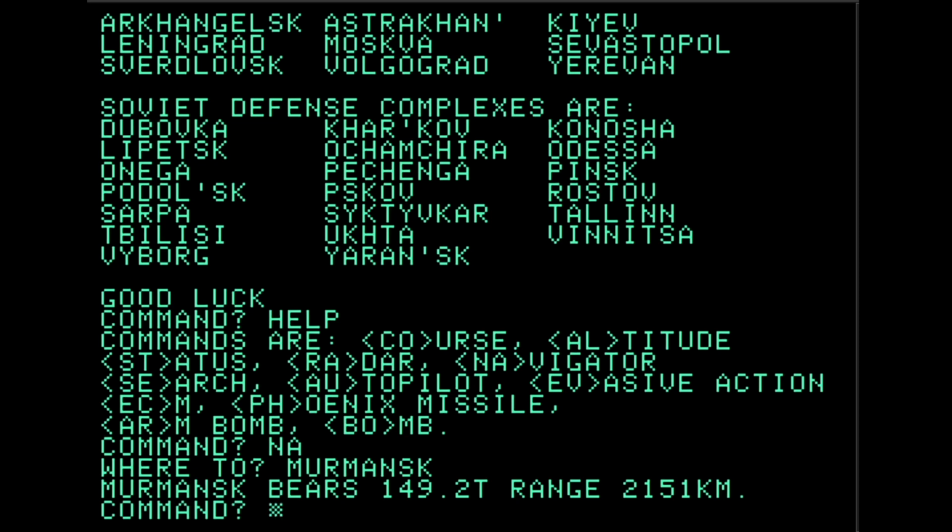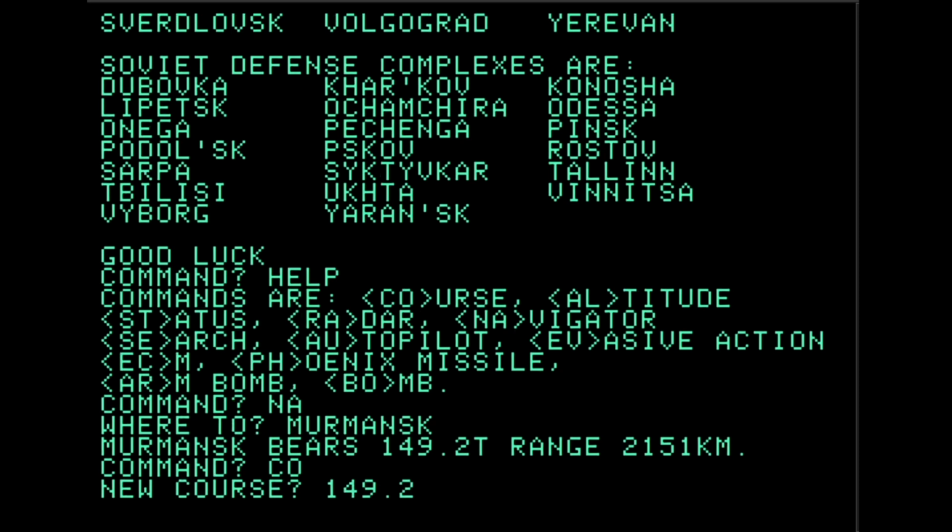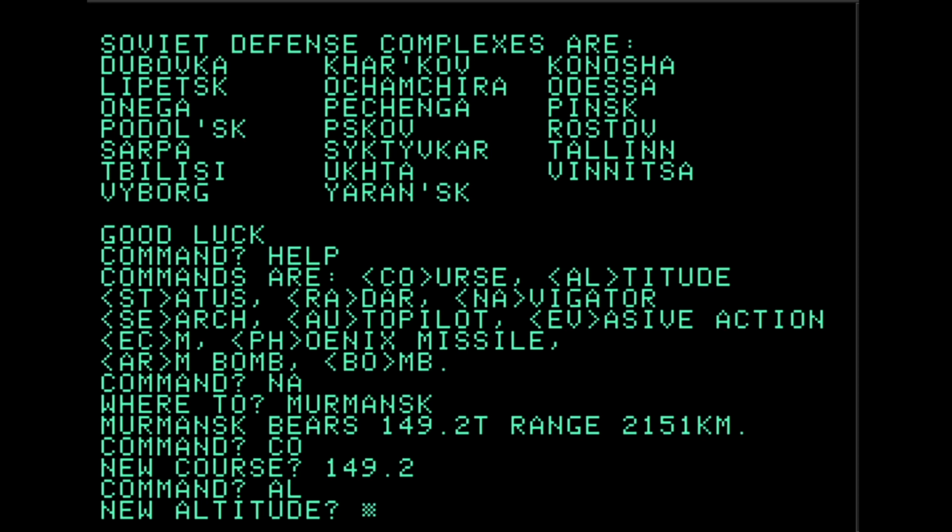So it's bearing 149.2. So we're going to change our course to 149.2, although it may actually be in a different place now because time has passed. And let's adjust our altitude. I'd like to go in fairly low because I'd like to be below the radar if possible. The lowest we can fly is 300 meters, I believe. I believe it's meters and not feet. And the highest is 25,000.